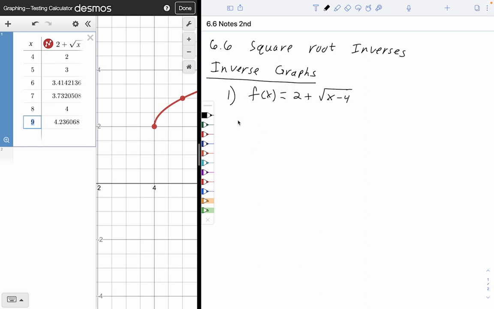Okay. So type it in, convert to table, use the table to start at the starting point, and then get 3 points. Let me go ahead and write those 3 points down. The 3 good points that I got here, starting at my starting point, are 4, 2, 5, 3, and then my next good point is 8, 4. Try to avoid crazy decimals that you have to round. Just try to get nice and easy points.